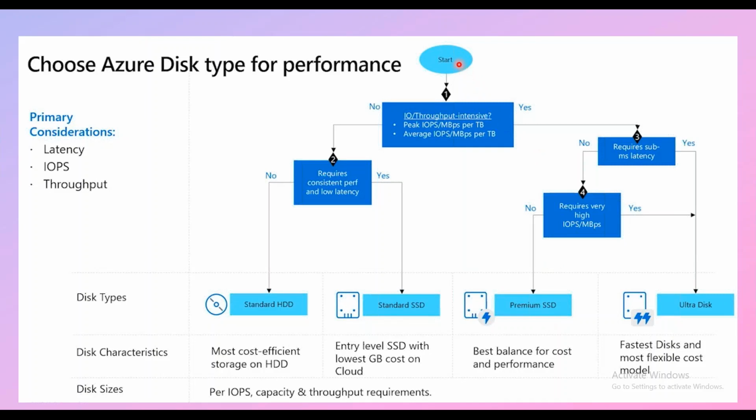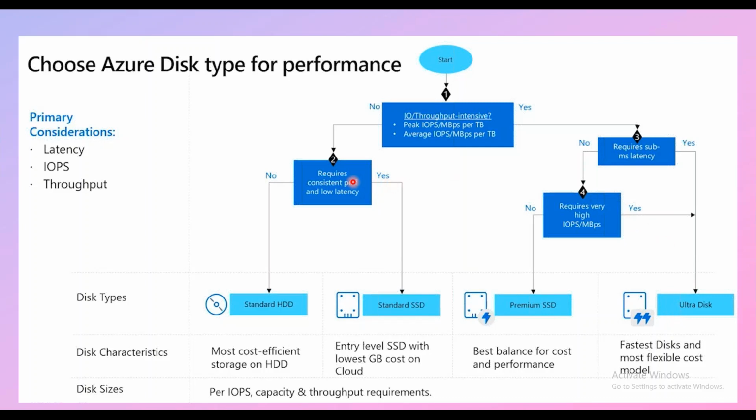So if you start with making a decision here, if your workload is input output, IOPS and throughput intensive, if it is yes, you should definitely go for bare minimum premium SSD or ultra SSD. And if you are looking for sub millisecond latency, which means a very high performance requirement, then you need to go for ultra disk, which is the fastest and most flexible disk that is available in terms of cost and performance. And if you are looking for just very high IOPS and bandwidth, and a cost and performance balance, you can go for premium SSD, which will be cheaper compared to your ultra disk.